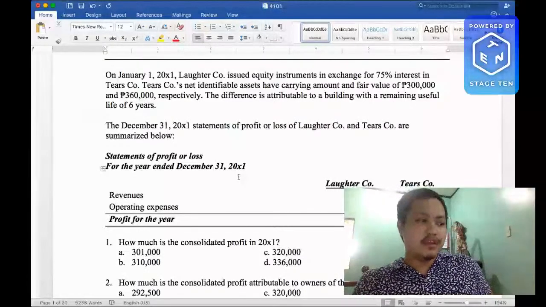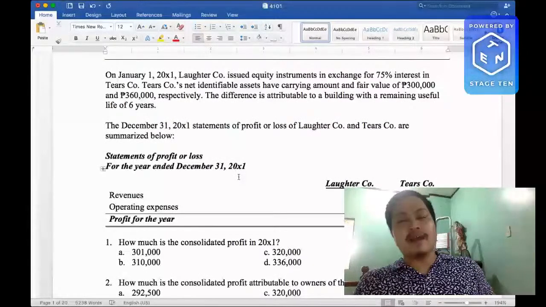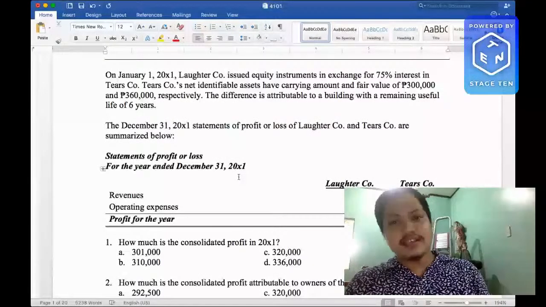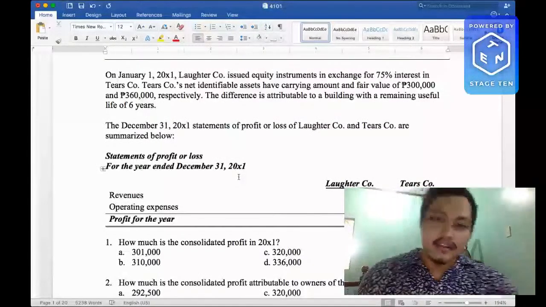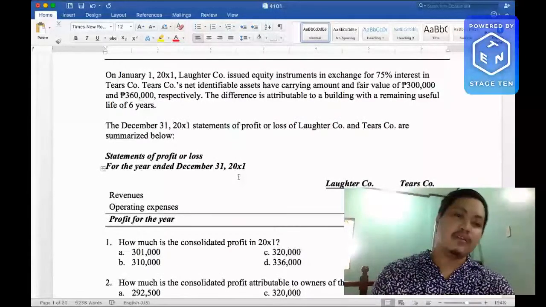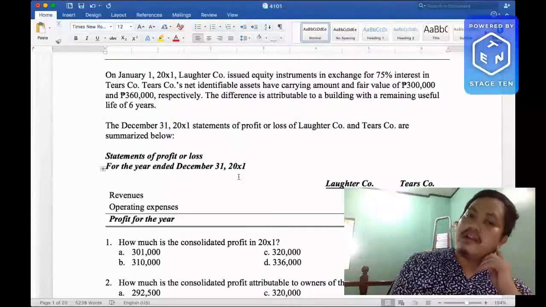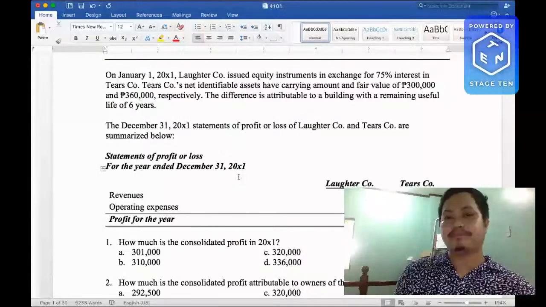So some books would discuss that the adjustment here is simply 60,000 divided by 6 years. Again, the 60,000 here is the excess, the difference between 300 and 360. Okay, and you will amortize that over the useful life of the asset. So 60,000 divided by 6 years, you will have amortization of 10,000. Okay. But again, how do we explain the 10,000, class?